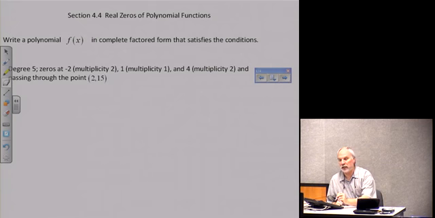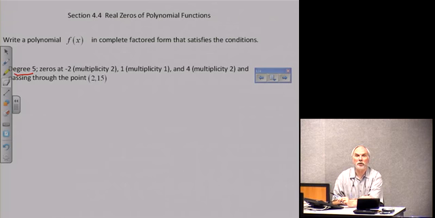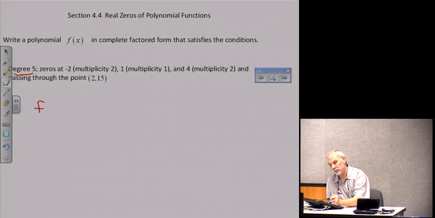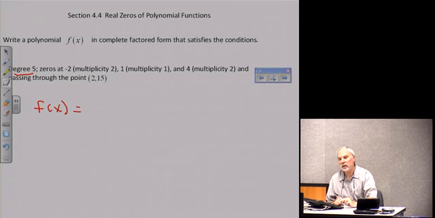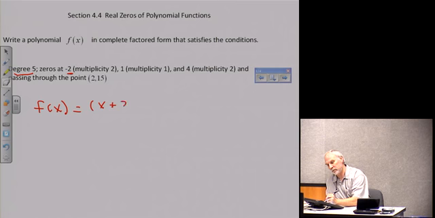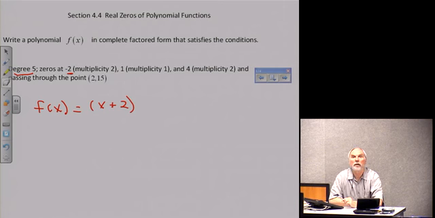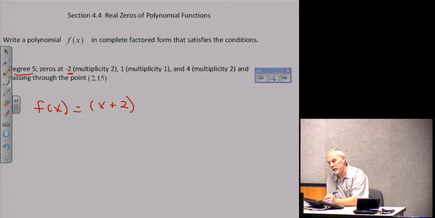So if you take a look at this first example, we've got a fifth degree polynomial. Its first zero is at -2. Well, since it's a zero at -2, then x plus 2 must be a factor. Multiplicity 2. Since the zero of -2 has a multiplicity of 2, then this factor of x plus 2 must be squared.